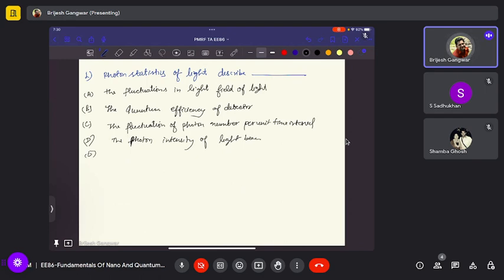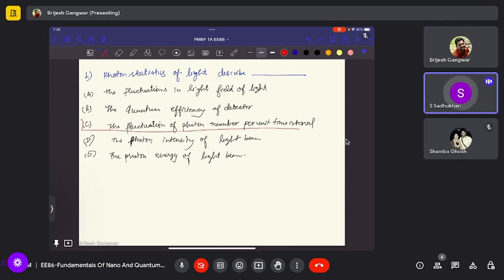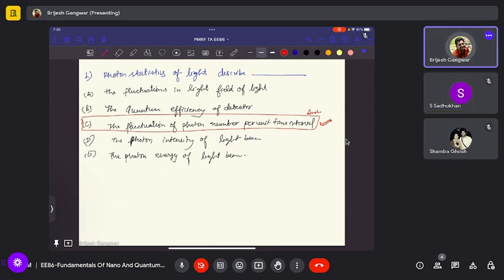And E is the photon energy of the light beam. So which answer will you choose? According to option C. Why? Because we are dealing with the number of photons, either emitted from the source or going to a channel, and their statistical characteristics. So we deal with the fluctuation of photon numbers.